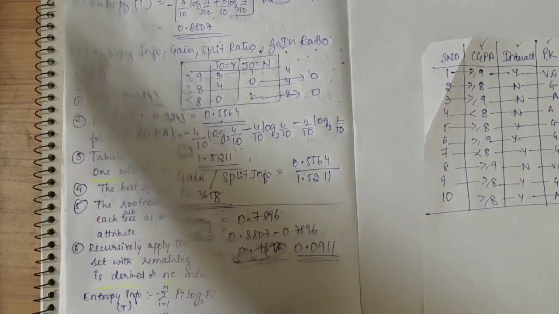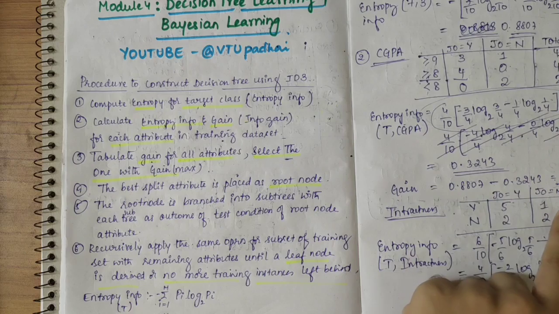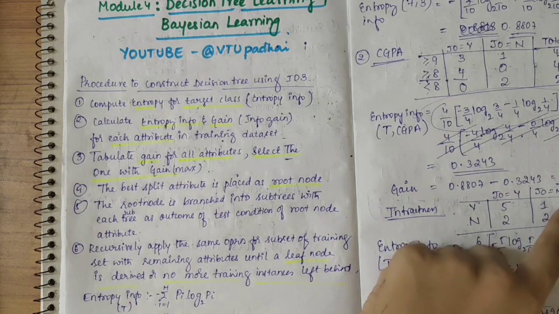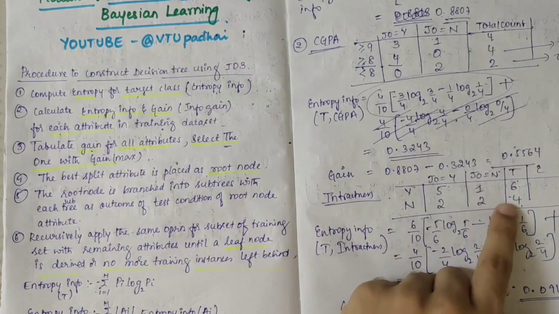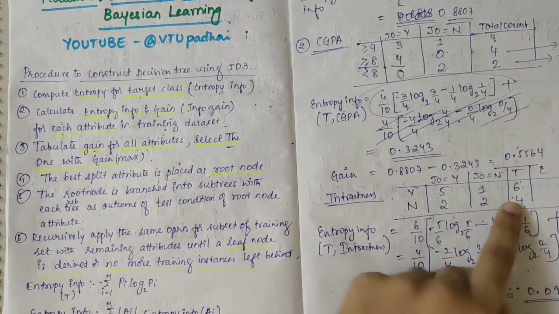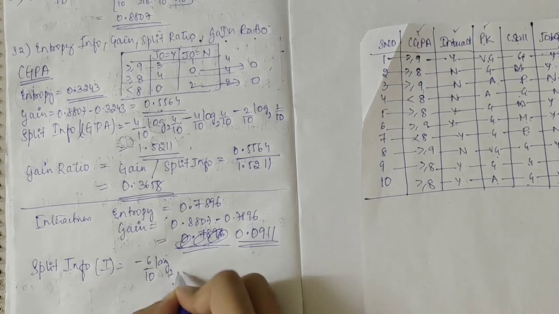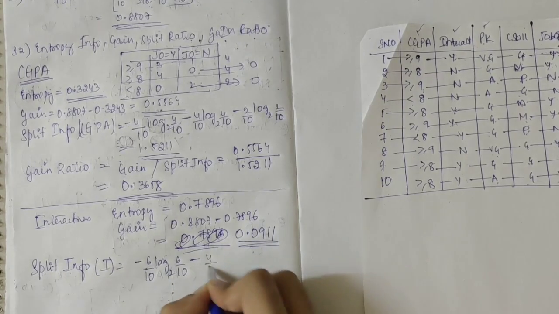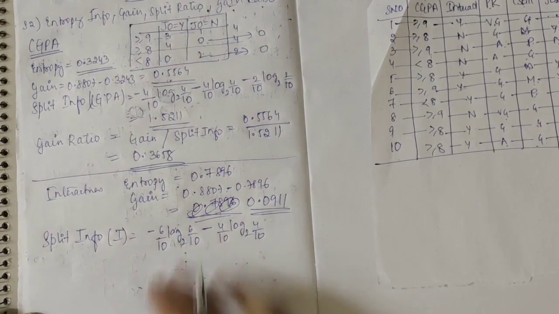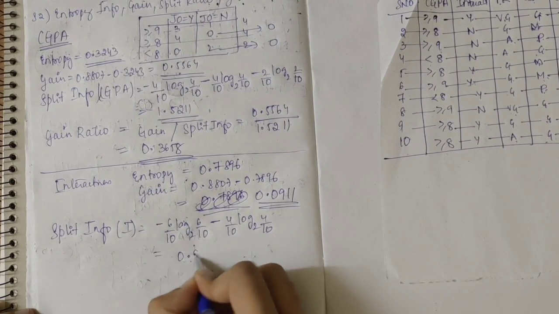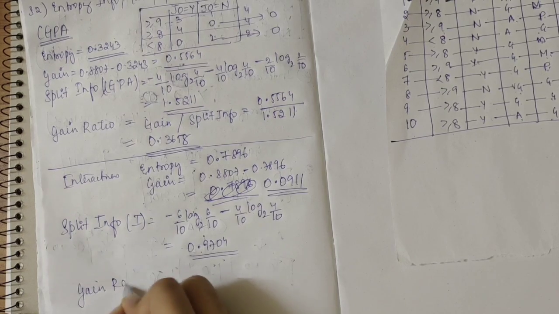Once I've calculated the gain, my next step is to calculate the split info of interactiveness. If you check the table, here I have 6. So it would be minus 6 by 10 log base 2 of 6 by 10 minus 4 by 10 log base 2 of 4 by 10. If I solve this, I would get 0.9704. I'm done with split info.